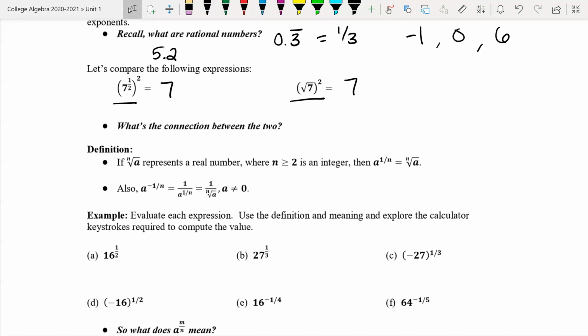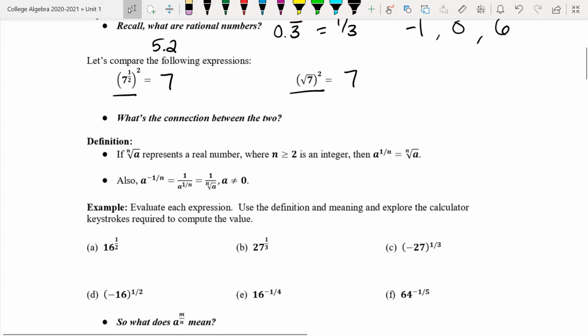If the nth root of a represents a real number, where n is greater than or equal to 2 is an integer, then a to the 1 over n power equals the nth root of a. Also vice versa, if you have a -1, you can just put it on the bottom, right? Because negative exponents, remember, we move from the top to the bottom to make it a whole number.